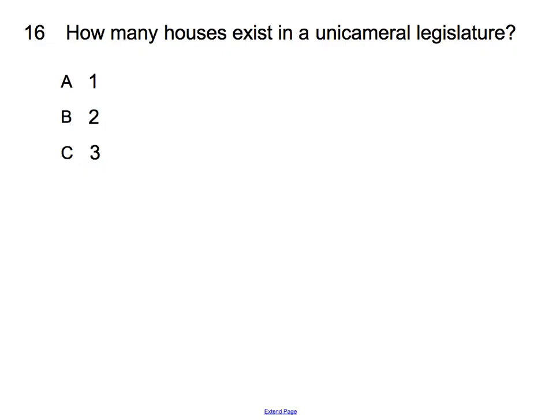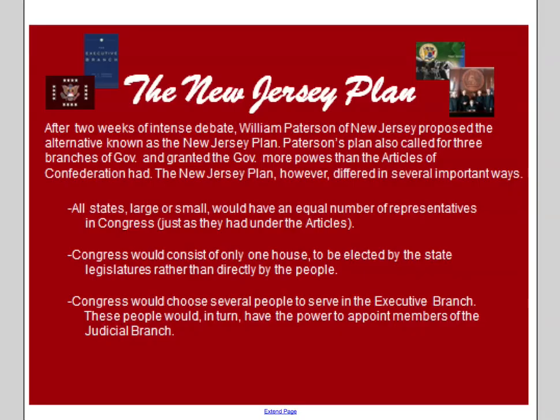All right, now, the Virginia Plan was defeated, and up comes the New Jersey Plan. Well, let's ask you this question. How many houses exist in a unicameral legislature? If you're familiar with a unicorn or a unicycle, you obviously know the answer is 1. Okay, the New Jersey Plan, I'm going to wrap this up with this one and move on to record another lecture in a second.